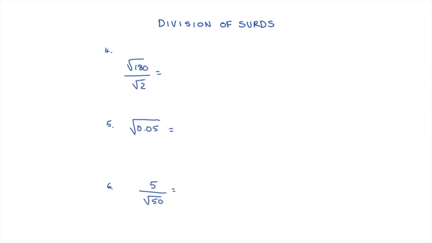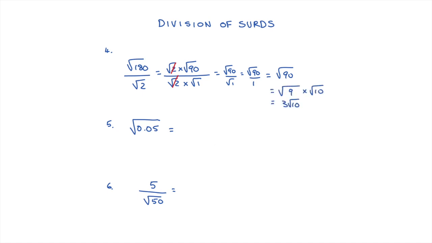Okay, let's look at some more examples. Square root of 180 over the square root of 2. Exactly the same principle. We can write that as root 2 times root 90 over root 2 times root 1. We're left with root 90 over 1, which is the square root of 90. Now we're not finished there because we can simplify this like we did in the first surds lesson. Root 90, can you think of two numbers that multiply together, one of which is a perfect square? Remember, one of them has to be a perfect square. So root 9 times 90, the square root of 9 is 3, so that's 3 root 10. So there was a wee extra bit there.